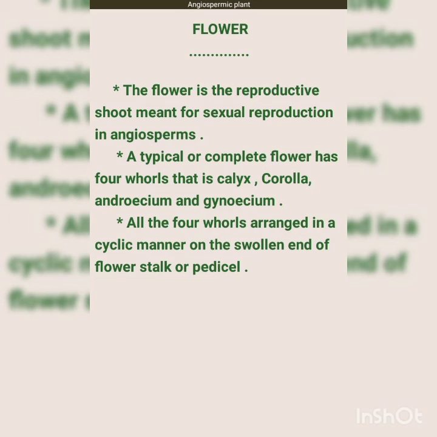That means calyx is the outermost part, then inner to calyx, that is corolla, then inner to corolla, androecium, then inner to androecium, gynoecium. The gynoecium is the innermost part of the flower.